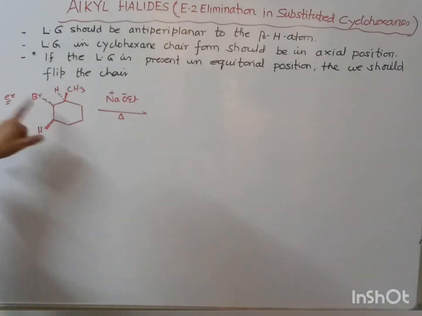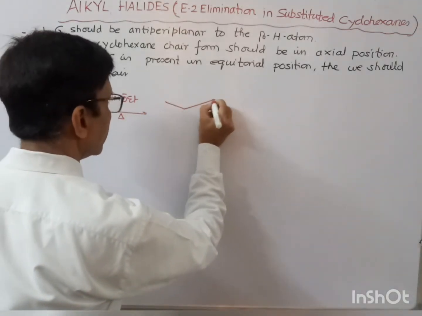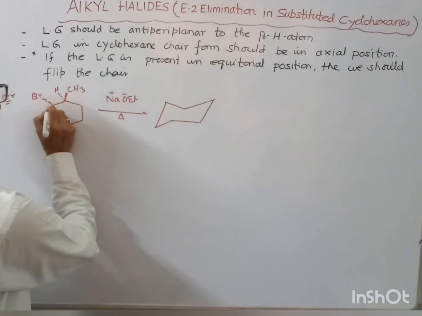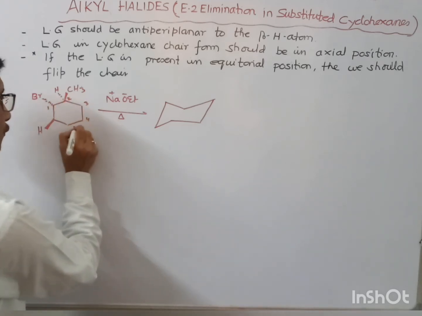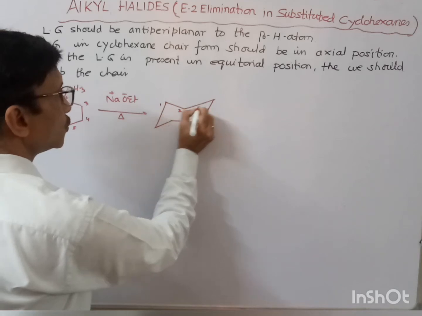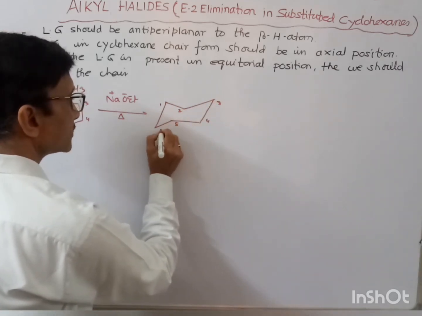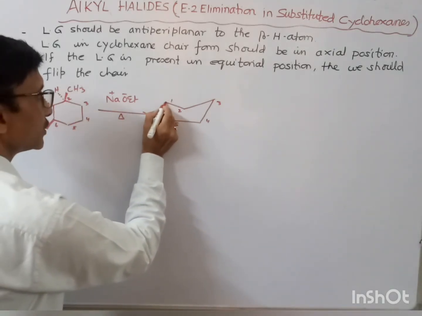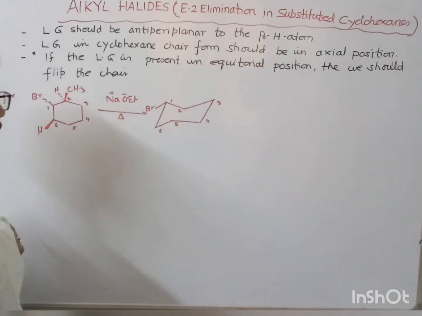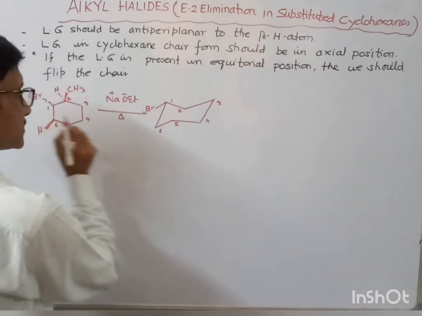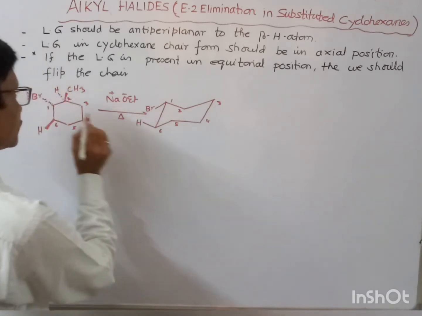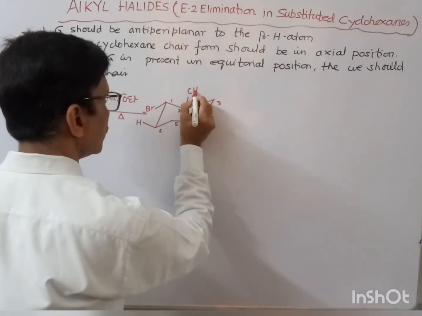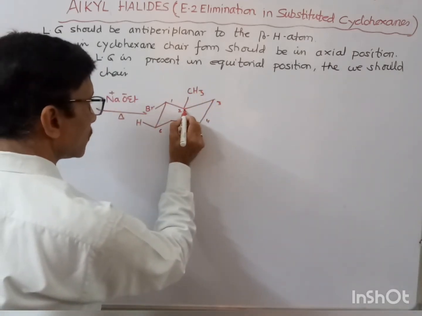Now again, you can see, if we write it in chair form and number it 1, 2, 3, 4, 5 and this is the 6th. The bromine at the first position is below, so that should be written in this way. At the 6th position the hydrogen is above, so we will write hydrogen in this way. And at the 2nd position the CH3 is above, and the hydrogen is below.